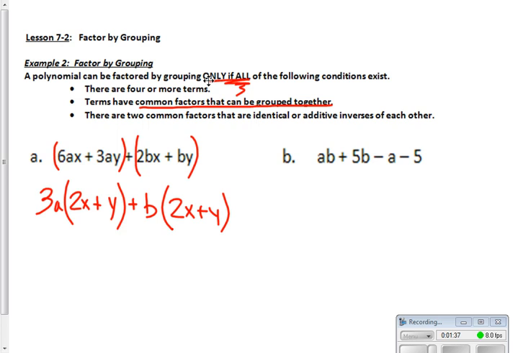The third and final step says there are 2 common factors that are identical, or they have an additive inverse. Additive inverse we'll get to in the latter problems here. But right now we have 2 identical factors. Here are the identical factors: 2x plus y and 2x plus y. They are identical, so it checks out. All 3 steps apply. The way to write your answer is 3a plus b, we have here.